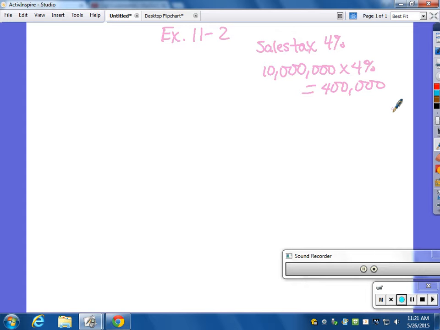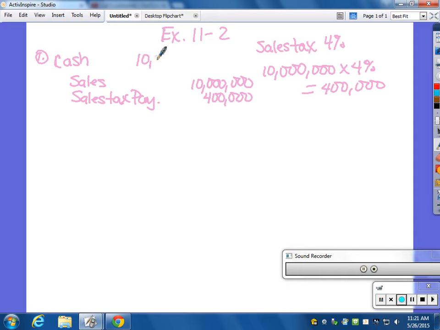Debit cash. Then you credit what? Credit sales and sales tax payable. How much for sales tax payable? 400,000. How much for sales? 10 million. How much for cash? 10,400,000. Now, transaction 2 requires that it says the company earned 50,000 of 125,000. Oh, wait. We're not done with transaction 1.